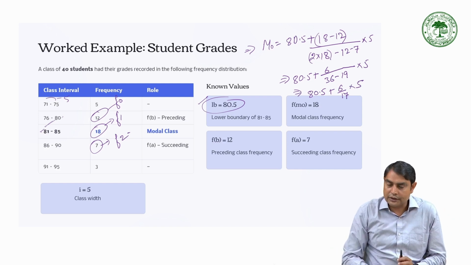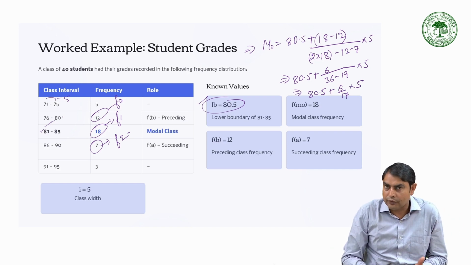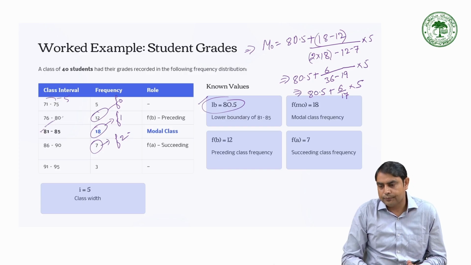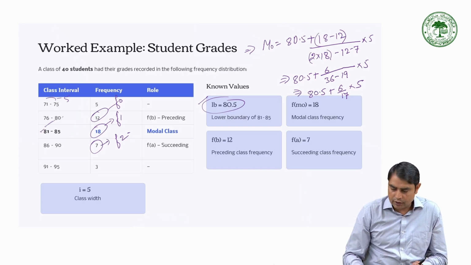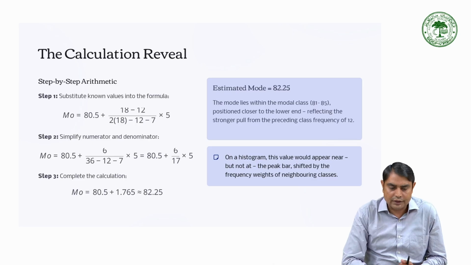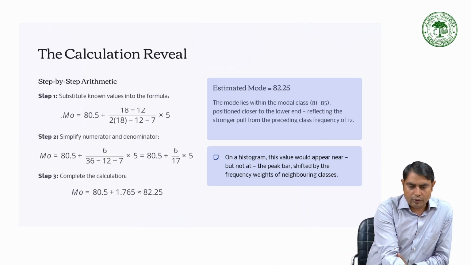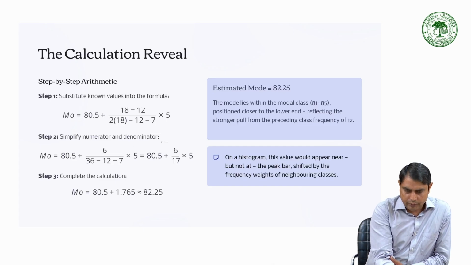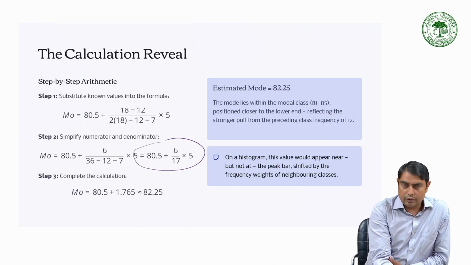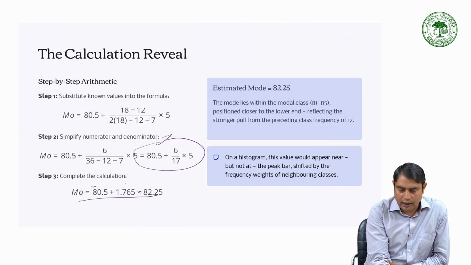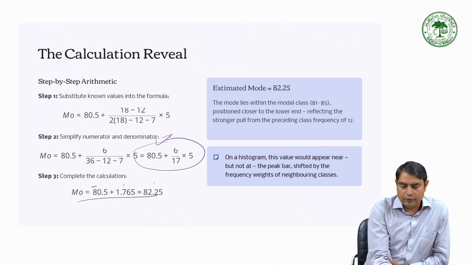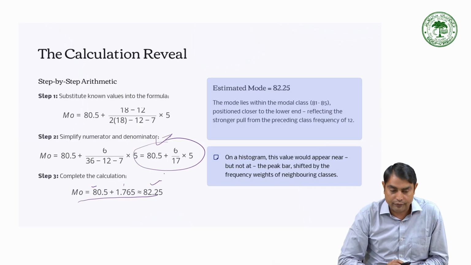And your final answer is the outcome of this calculation. Your answer is what? Your answer is 82.25. So this is how you go with the solution. We have already obtained this equation, and once we have these values, my answer is 80.5, which is my lower limit, plus 1.765, which gives me the total value of 82.25.